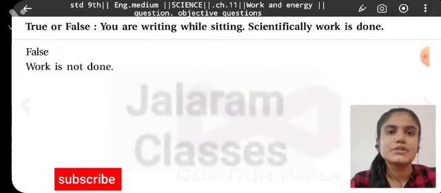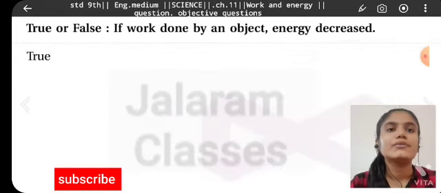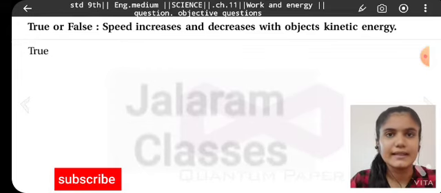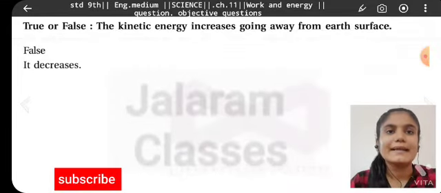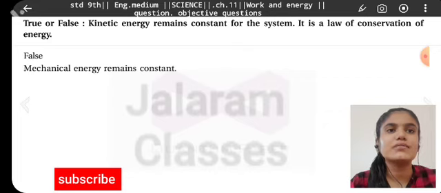True or false questions. Scientifically, work is done while sitting and writing. False, work is not done. If you push the wall with 10 Newton force, then it is said work is done. False, the wall does not move, hence work done is zero. If work is done by an object, its energy decreases. True. Speed increases and decreases with the object's kinetic energy. True. The kinetic energy increases going away from Earth's surface. False, it decreases. Kinetic energy remains constant for the system. It is the law of conservation of energy.